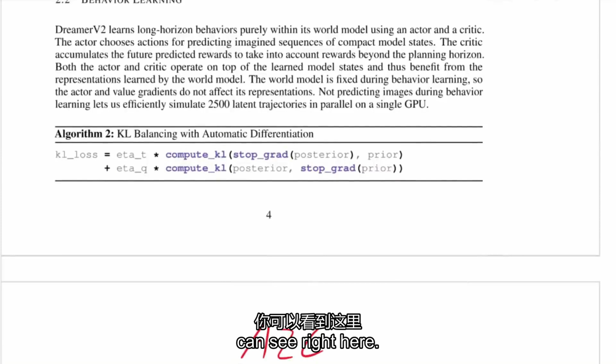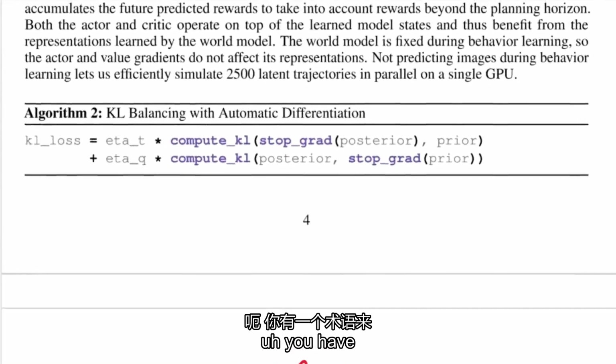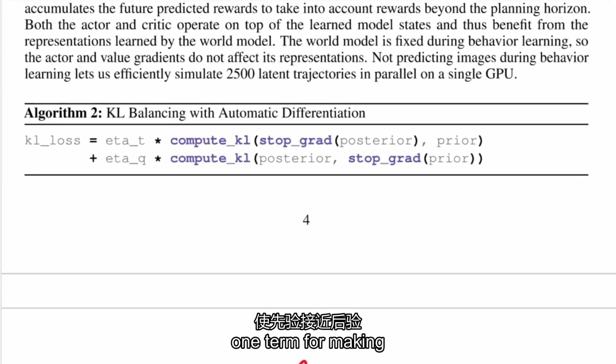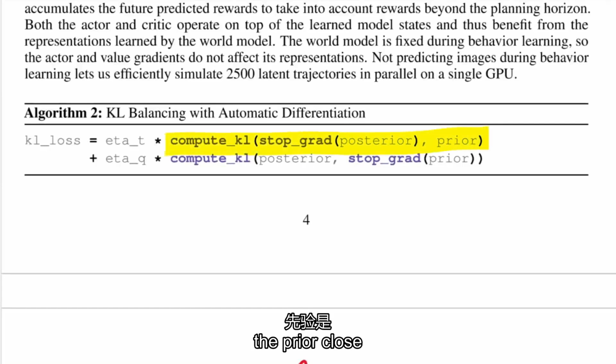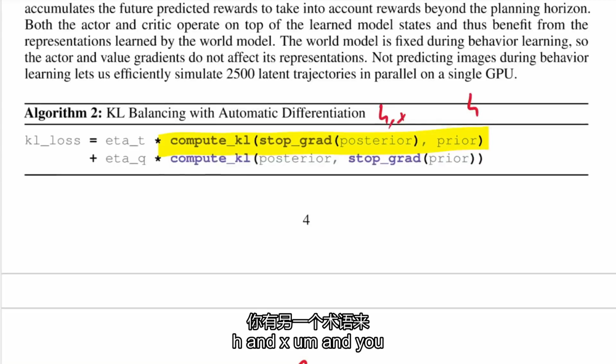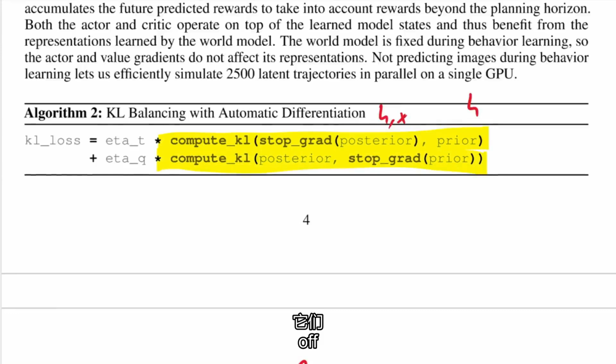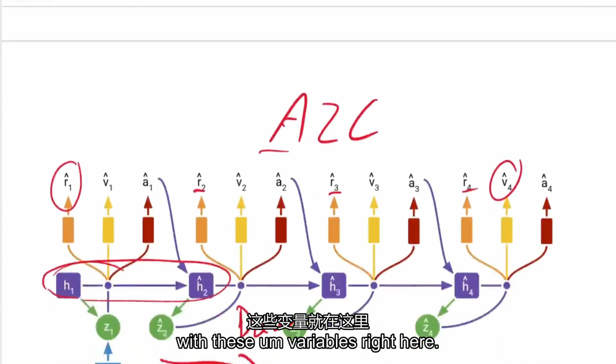So you can see right here, this is KL balancing. So you have one term for making the prior close to the posterior, the prior being the one where you just see H, and the posterior being the one where you see H and X. And you have another term for making the posterior close to the prior, and you trade them off with these variables right here.